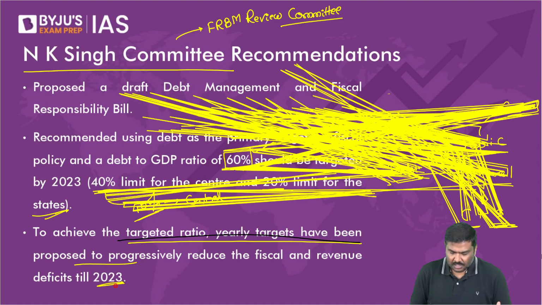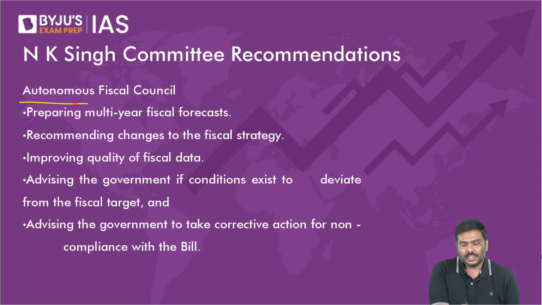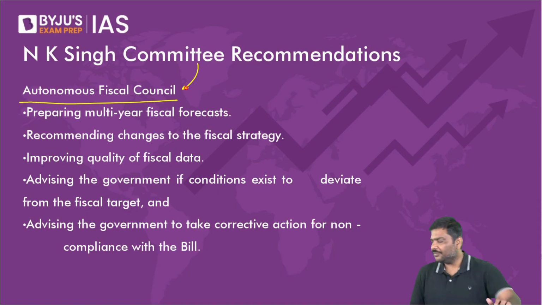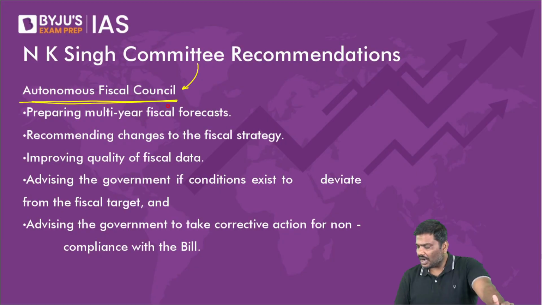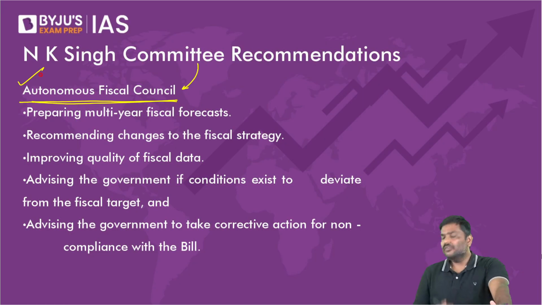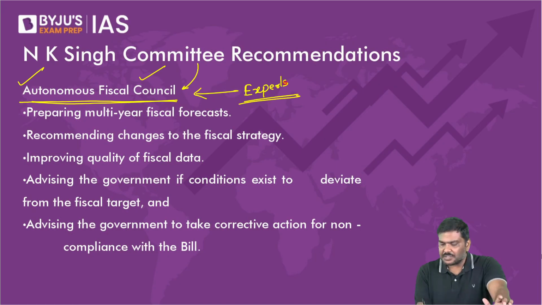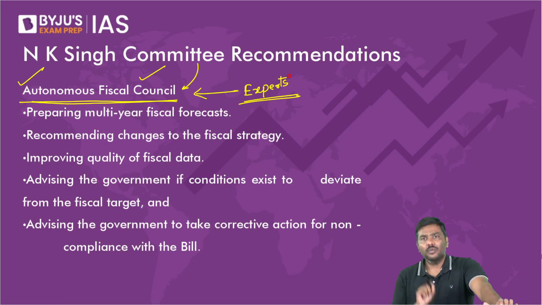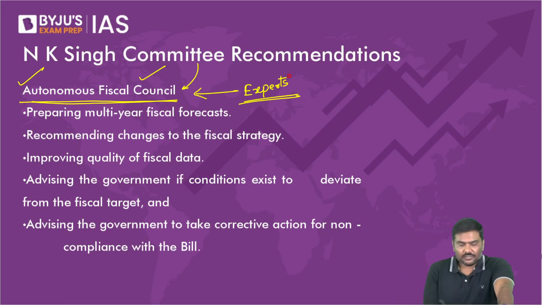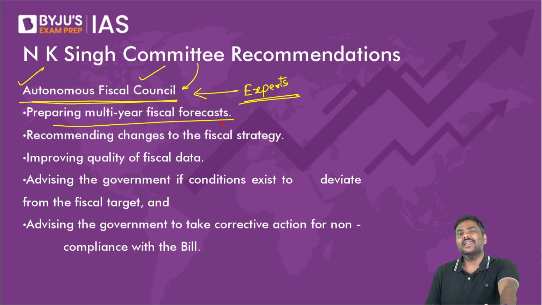Now, apart from this, there is also a recommendation of an independent or autonomous fiscal council. What is the recommendation here? We should set up a new entity called a fiscal council, which will consist of experts. Now, what would be the role of the fiscal council? First one, it will prepare multi-year targets for the government.